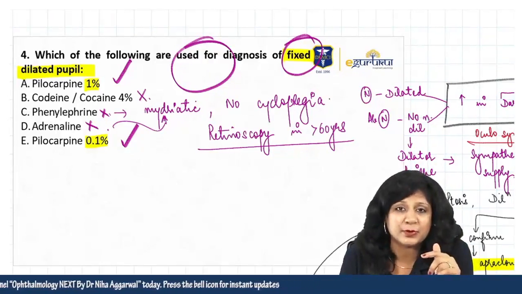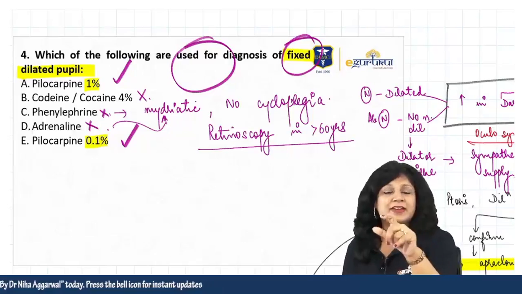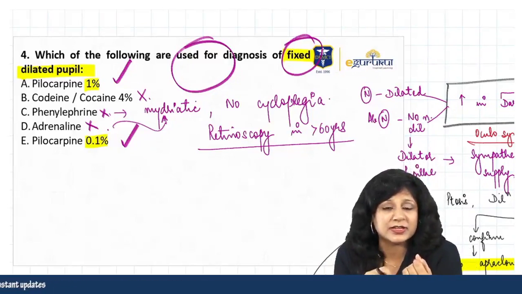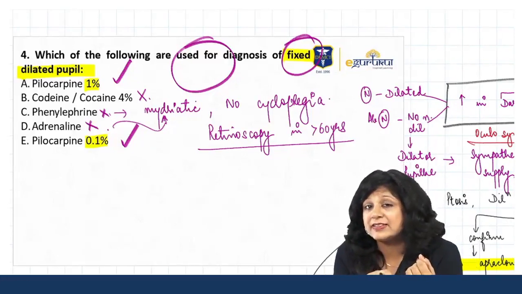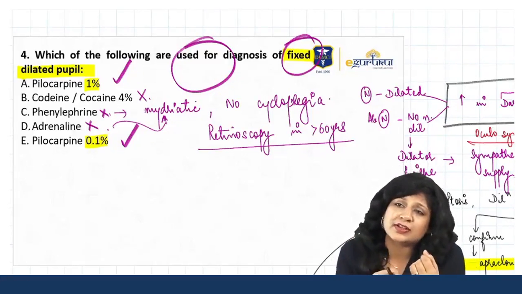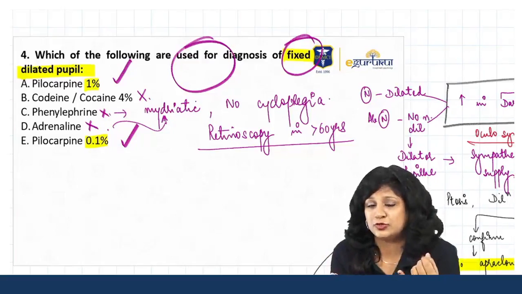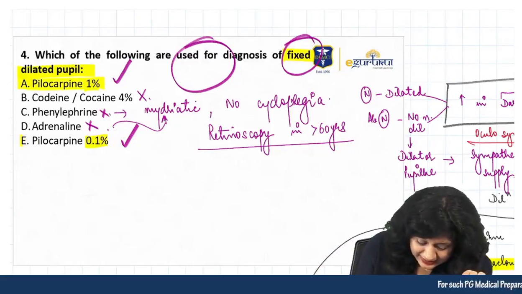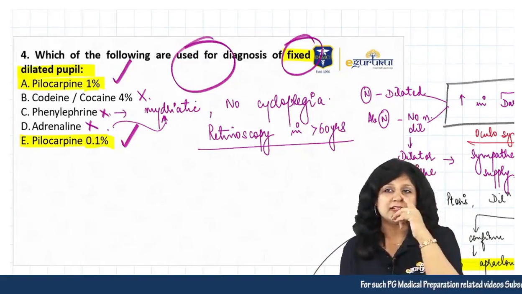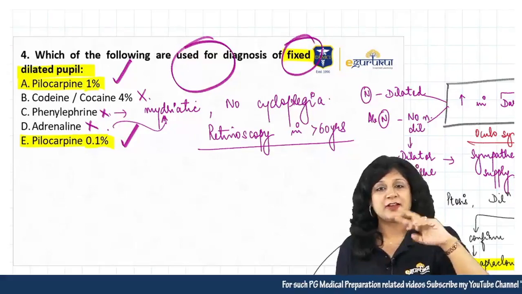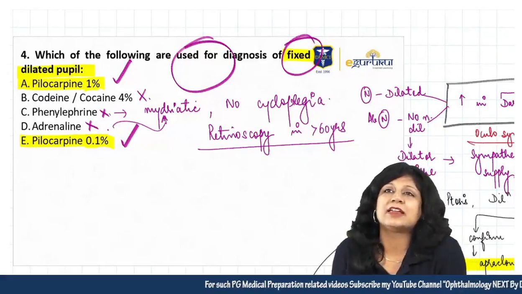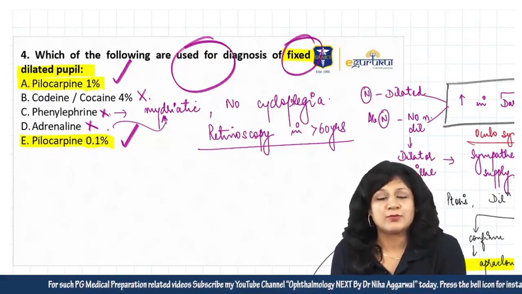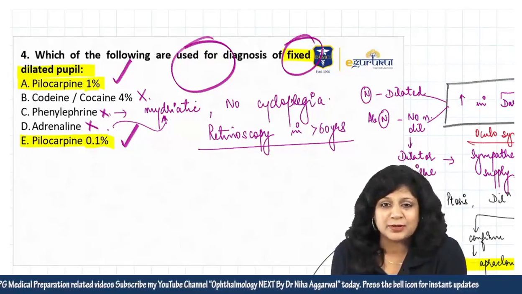I want to constrict it and see whether it is constricting with 0.1 to 0.5%. If it is constricting, then it is the Adie's tonic pupil. If it is not constricting, then we will try with the 1%. So both of the answers are right, so the answer will be A and E. In both cases, whether the concentration was given or not, both pilocarpine answers are correct because both were the same. So the answer will be A and E.